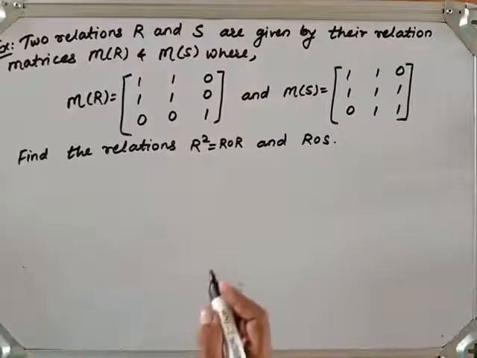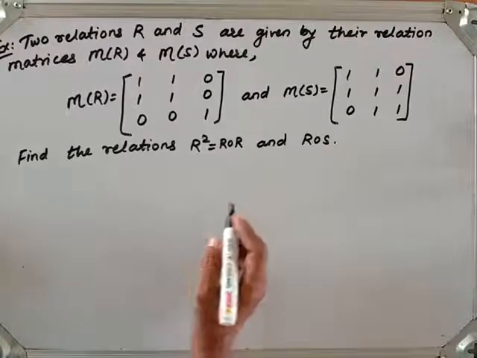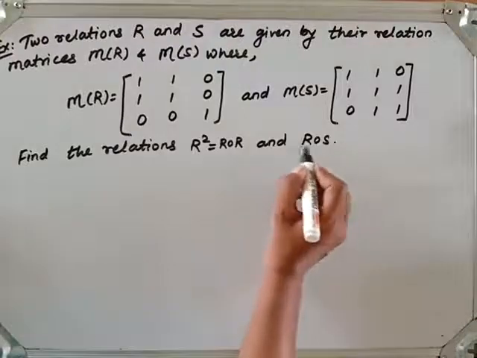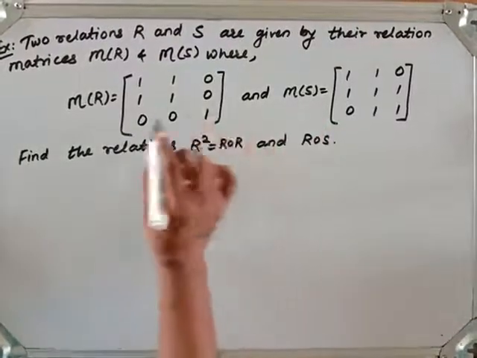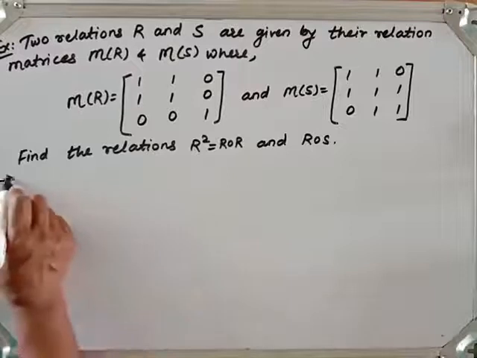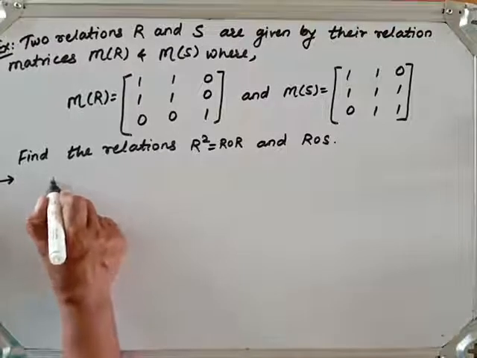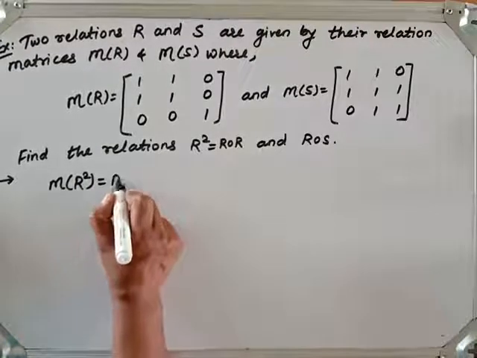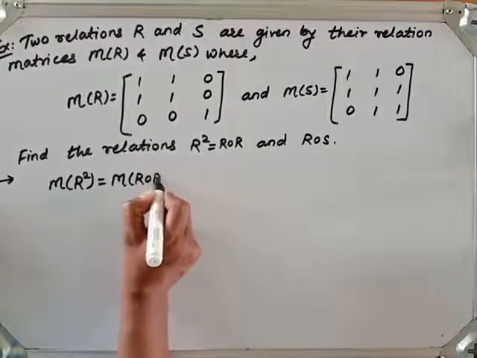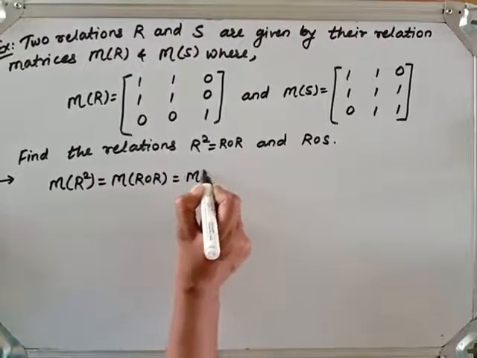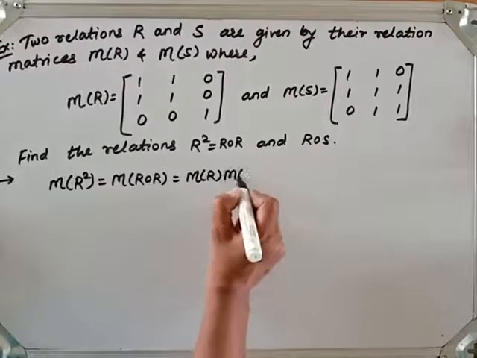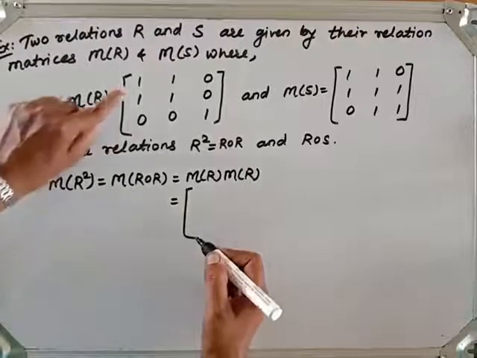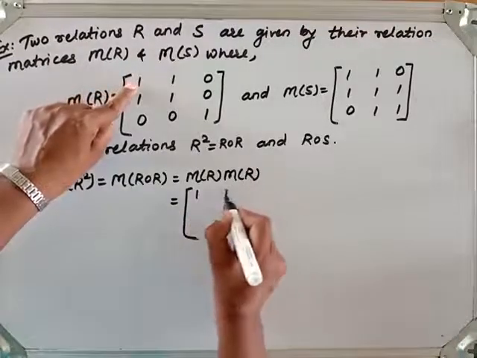So now let us go for this one. We know this composition can be determined using the matrix product of matrices. We have been seeing that. So for the solution, I have to find the matrix for R square, that is the matrix for R composite R. So it will be the matrix for R into the matrix for R. We take this matrix and find its product twice.